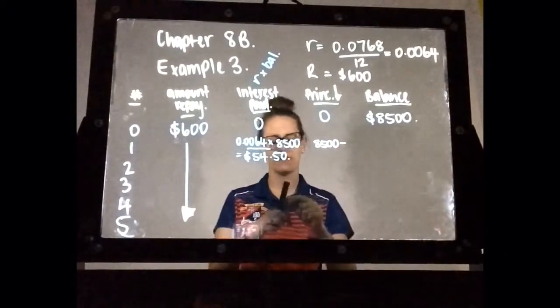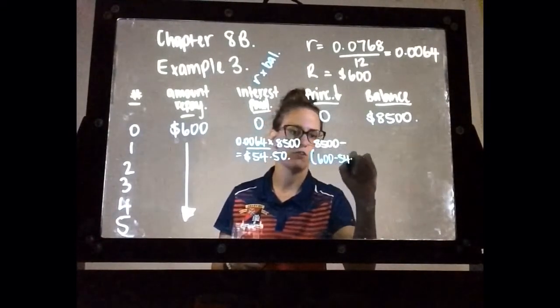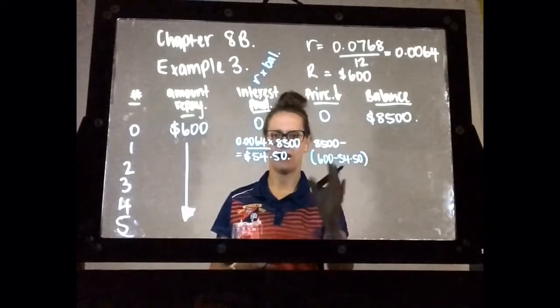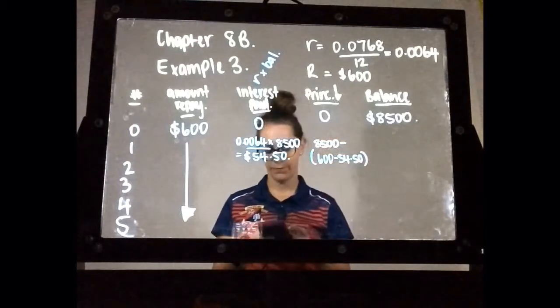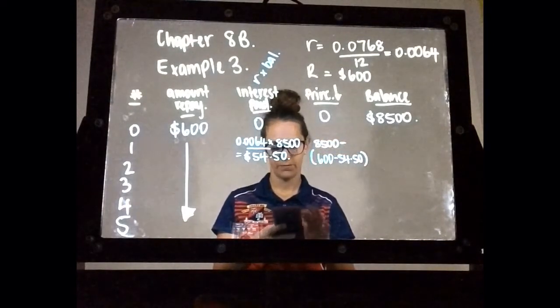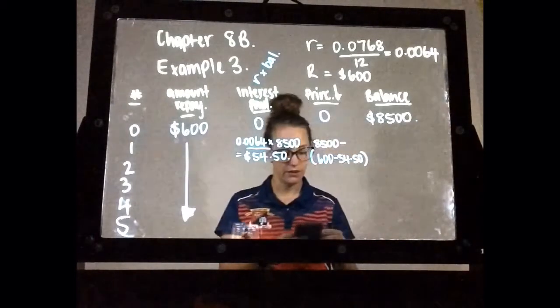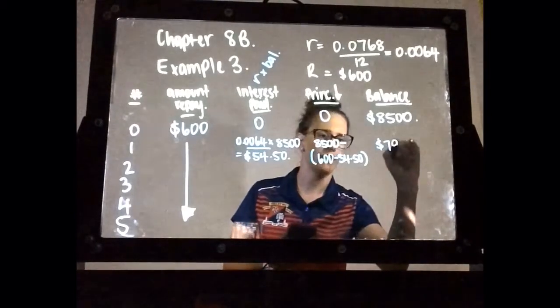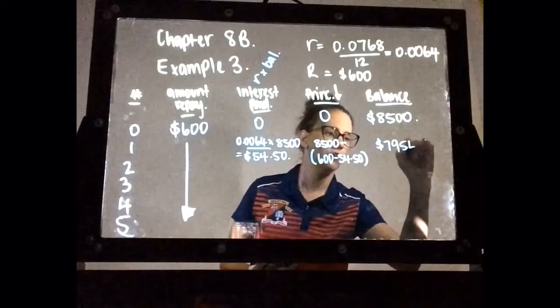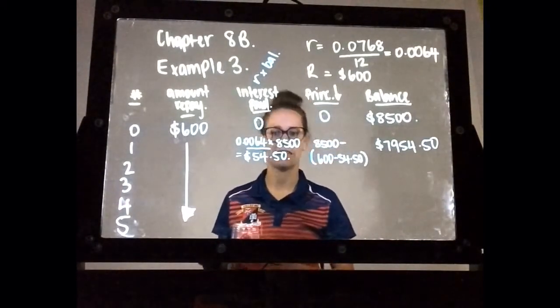Okay, so 8,500 minus 600, take 54.50. So I've just popped that in brackets, so we're aware as to how I get that amount. So if I pop that into my calculator, 8,500 minus, in brackets, 600, take 54.50, $7,954.50. So our balance is $7,954.50.